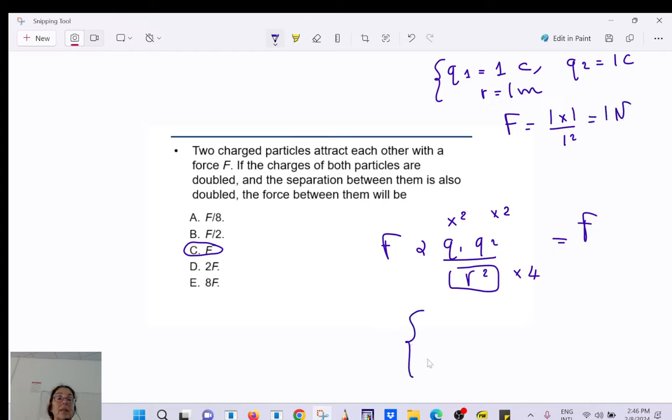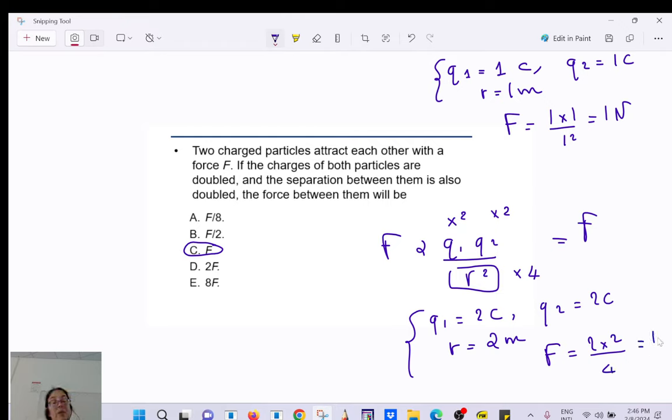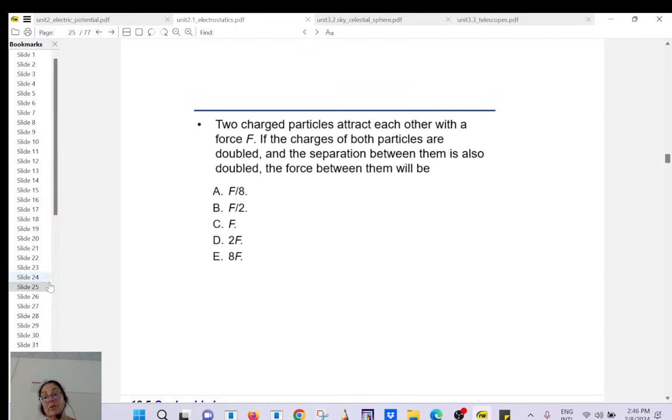And then you say, okay, what's going to happen if Q1 equals 2 coulomb? Q2 now equals 2 coulomb. And the distance equals 2 meters. So now the force will be 2 times 2 divided by distance square is 4, so it's going to be 1. So it's the same thing, 1 newton. So that's the way you want to do it if algebra is an issue. Otherwise, you can do it algebraically. Okay, is that clear? Because we are talking about ratio.